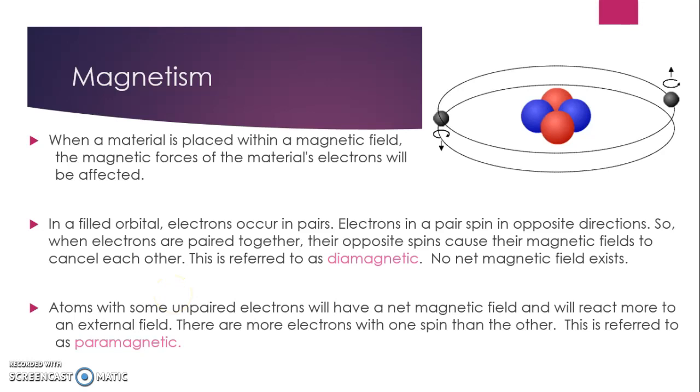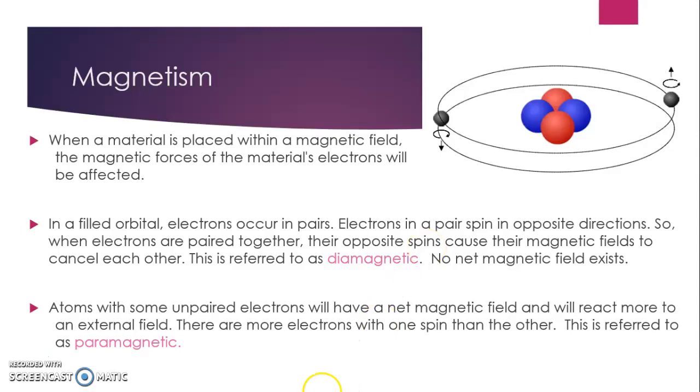One other idea, we mentioned this once in class, but I wanted to share it with you again. The idea of magnetism has to do with the electron arrangement in the cloud, so I thought this was a good place to put it. When a material is placed within a magnetic field, the magnetic forces of the material's electrons are going to be affected. So you can have electrons that are all paired up. In this case, it's called diamagnetic, and the magnetic field is really going to have no net influence on it.